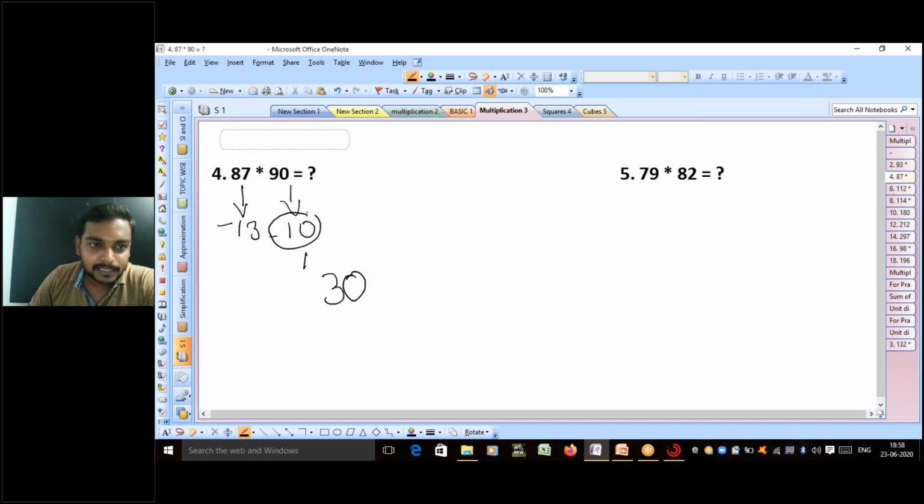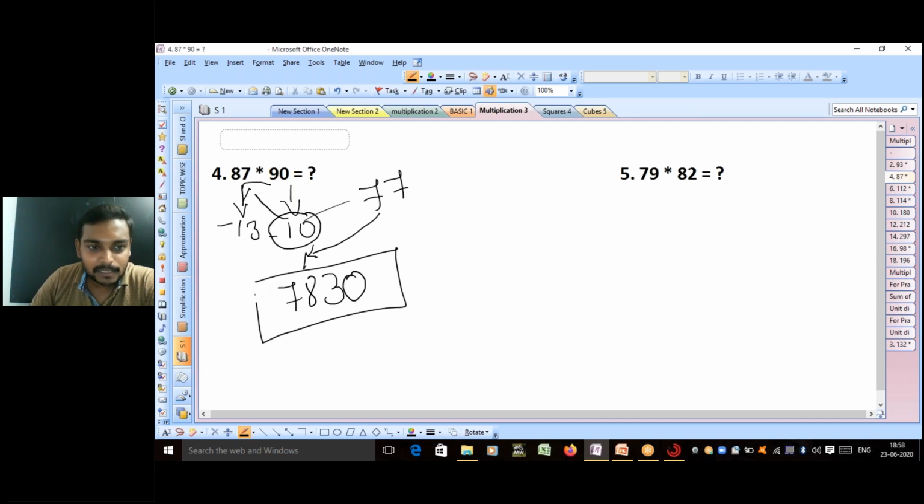Just subtract 10 from 87 or 13 from 90. Both will be the same answer. So if you subtract 10 from 87, we'll get 77. 77 plus 1 carry, it will become 78. So answer is 7830. I hope this will be easy. If you have any doubt, just let me know in the comment box.